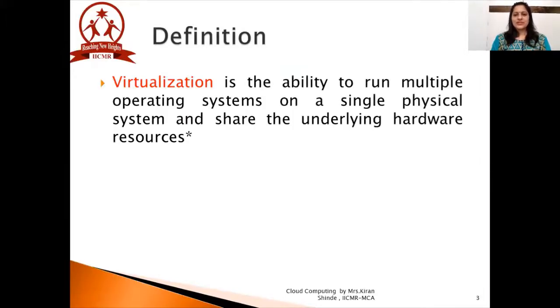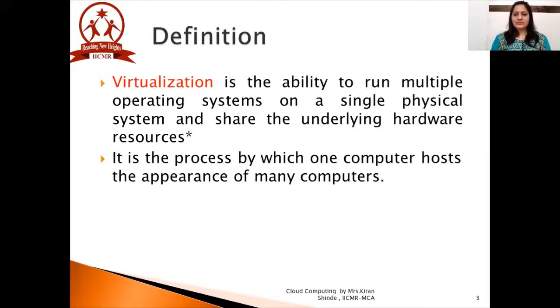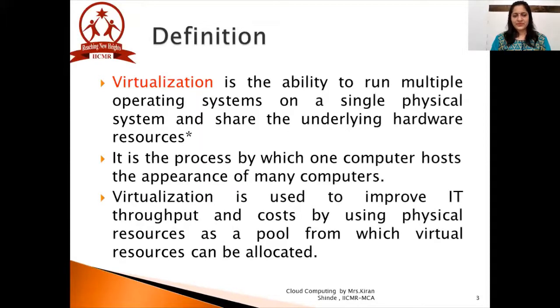Virtualization is the ability to run multiple operating systems on a single physical system and share the underlying hardware resources. So basically, this technique is to make the utilization of the bare metal or the physical hardware efficient. It is the process by which one computer hosts the appearance of many computers. Virtualization is used to improve IT throughput and costs by using physical resources as a pool from which virtual resources can be allocated. It means even though we have some number of physical resources with us, out of those physical resources, we can create multiple virtual resources by making use of this technique, that is virtualization.